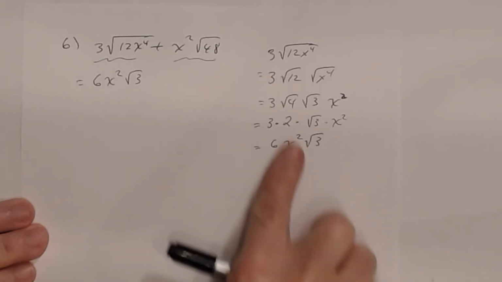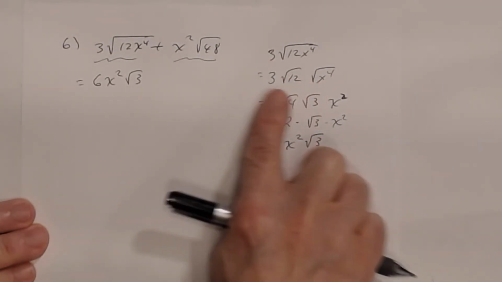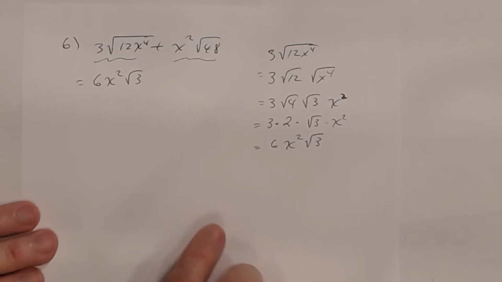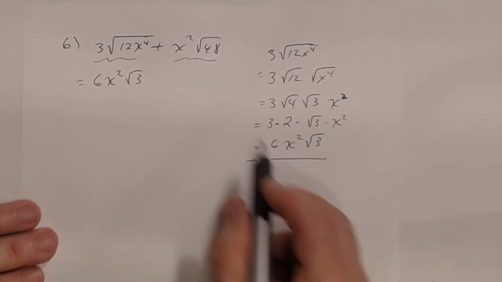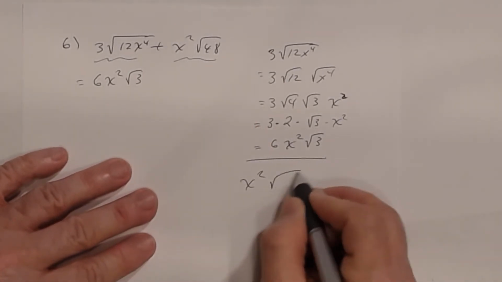So see, I'm going off to the side, I'm doing the work. Notice how neat this is. Fairly neat. Okay, now let's do the next one. X squared square root of 48.